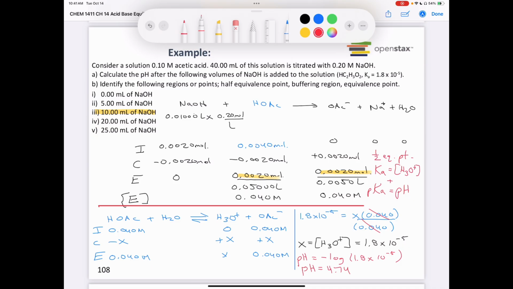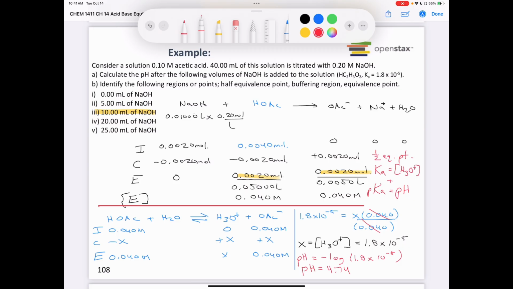So again, what you need to remember is when you're at the half equivalence point, when the number of moles of weak acid and weak base are equal to each other, the pKa is going to be equal to the pH, okay? Or the Ka is going to be equal to the concentration of hydronium. Furthermore, you could say the pKb would be equal to the pOH, but we'll just stick with acids for this one.